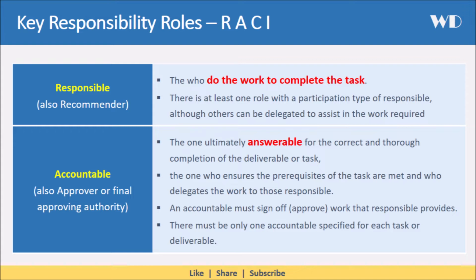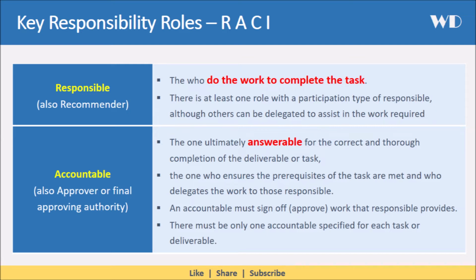The accountable member is the one who is ultimately answerable for the correct and thorough completion of the deliverable or task, and the one who ensures the prerequisites of the task are met, as well as who delegates the work to those responsible. In other words, an accountable must sign off or approve the work that responsible provides. There must be only one accountable specified for each task or deliverable.